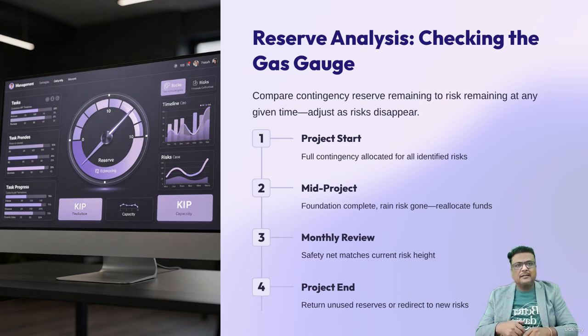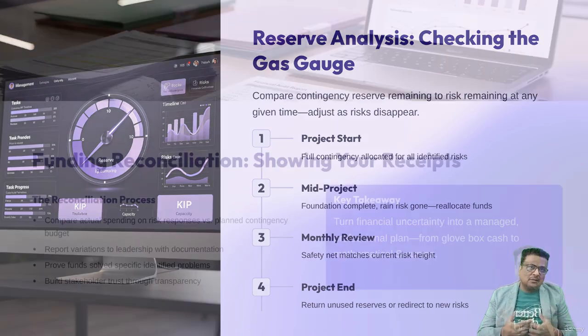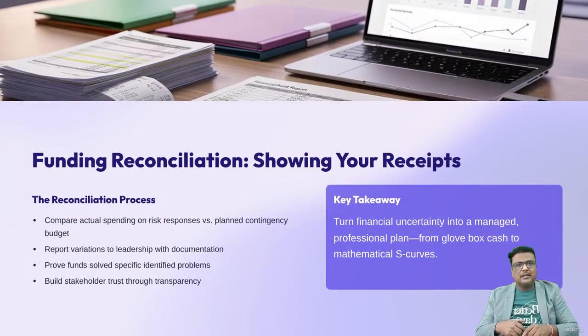So now that we've mastered the idea of constantly adjusting our reserves as risks disappear, you might be wondering how we prove to the auditors that we spent this money correctly. Well, that brings us right into our final step, which is funding reconciliation and reporting. To wrap this all together, we have to talk about reconciliation. This is the process of comparing the actual money spent on risk responses against the planned contingency budget and reporting those variations to leadership. In very simple terms, it's showing your receipts.